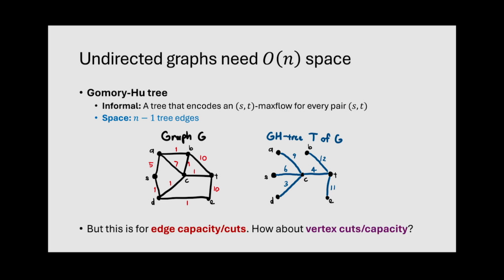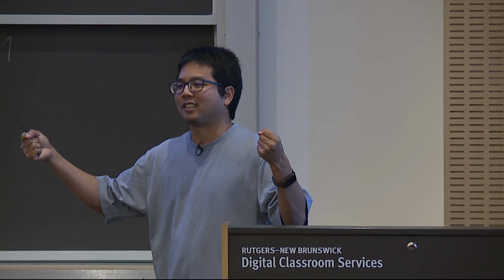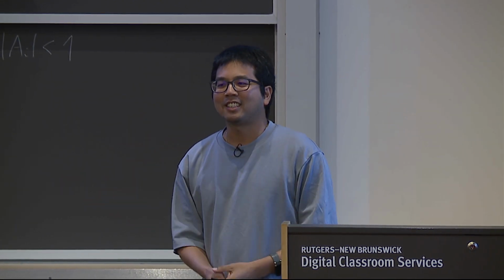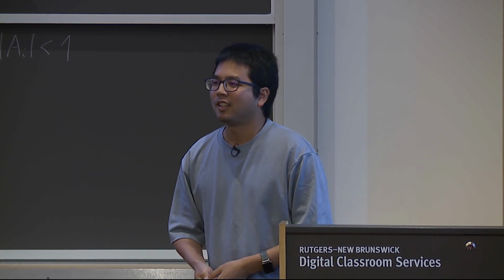But this tree is about edge capacity or edge cut, right? There is actually something in between directed graphs and undirected graphs with edge capacity, which is when we care about vertex cut in undirected graphs. Vertex capacity or vertex cut is a natural thing to consider, because max flow with vertex capacity corresponds to min vertex cut. You have s and t, and you ask how many nodes you need to delete to disconnect s and t. So it's as fundamental as the edge cut, and we want to study this.